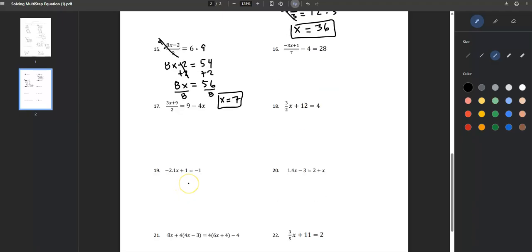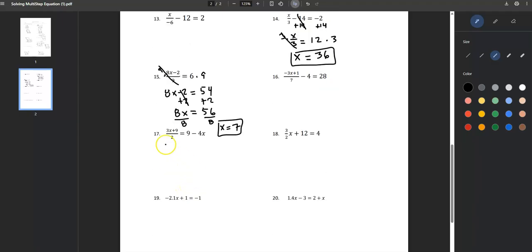One last that I want to look at is number 17. Number 17, I have this fraction. I'm going to get rid of the fraction by timesing by 2. That gets rid of that, and I'm left with 3x plus 9. I always get the question, what do I multiply it to? In reality, you put parentheses and you have to multiply it to both things. So this will give you 18 minus 8x. You have to multiply it to everything that's over there.